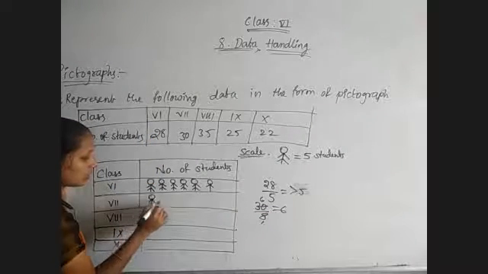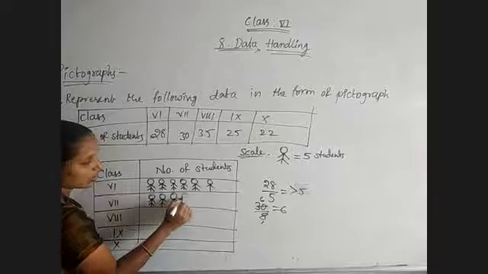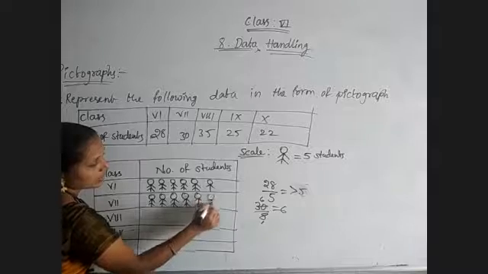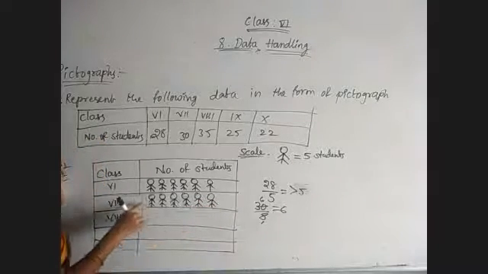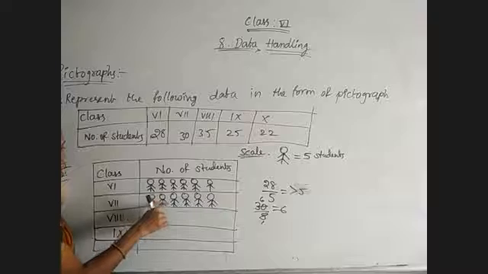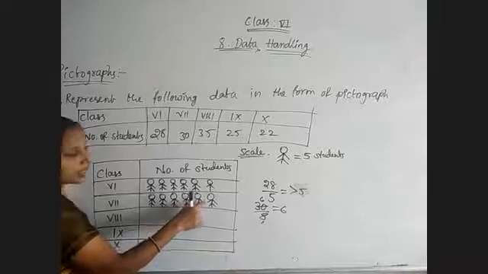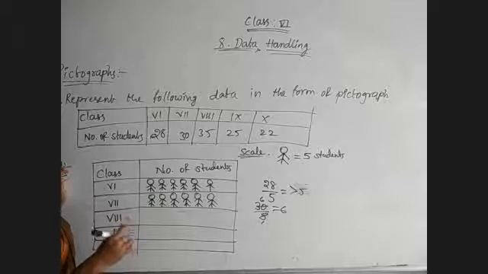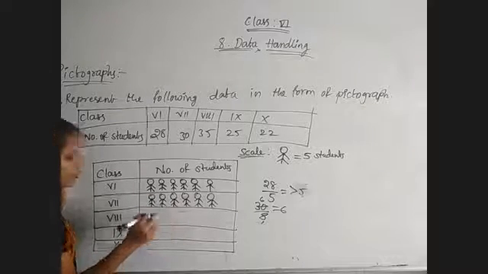1, 2, 3, 4, 5, 6. 6 5s are 30. Just count. 5 plus 5, 10, 10 plus 5, 15, 15 plus 5, 20, 20 plus 5, 25, 25 plus 5, 30. That's it. And 35. 35 by 5. 5 sevens are 35. 7 symbols of uniform width we have to draw.